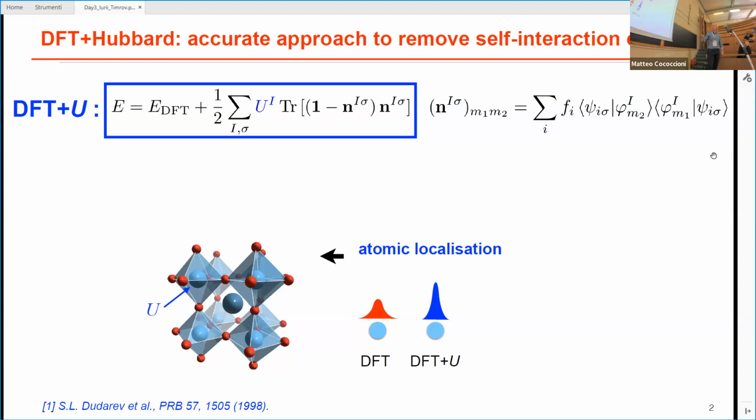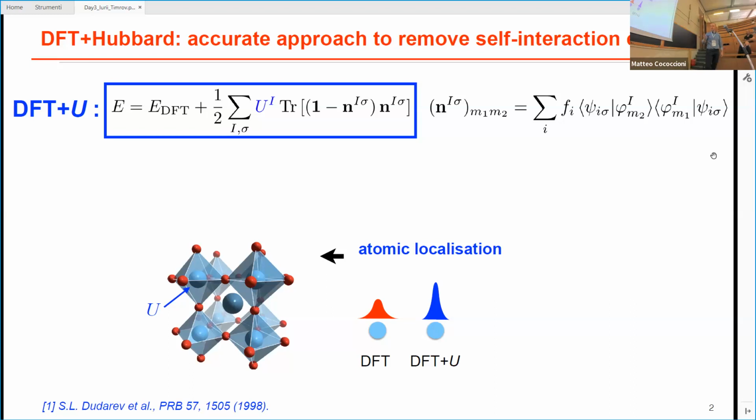And so what the U term does is it actually localizes electrons, as Matteo just described. In DFT, due to self-interaction errors, you have delocalized electrons, typically d and f electrons, which are delocalized. And with the +U correction, you localize them more.